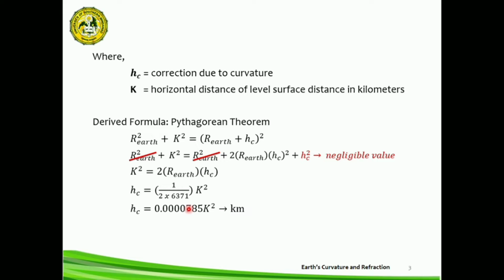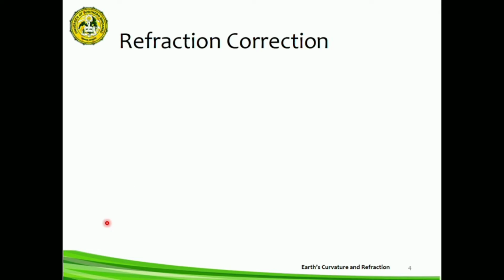So, we have the HC value which is 0.000785 K squared in kilometer. And in meter naman, we have 0.0785. So, ito po yung commonly na ginagamit natin in solving po. So, next, refraction correction.